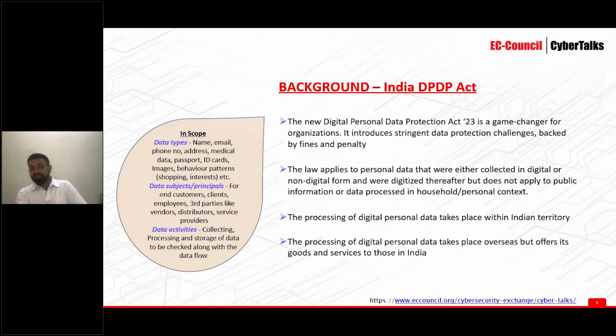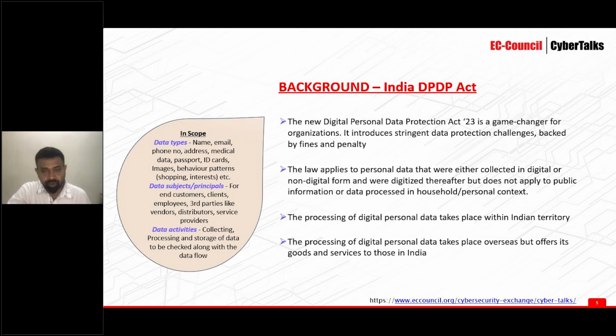So as is the case on your left, what is in scope? This is generic, but I still wanted to cover it so that everyone is on the same page. The data types examples are name, email, phone number, address, medical data, passport, ID cards, images, behavior patterns, shopping interests, etc. All that constitutes what we call data types. Then come the data subjects, or the data principals. The terminology is slightly different. What you call data subjects in GDPR are known as data principals in the India DPDP Act, for end customers, clients, employees, third parties like vendors, distributors, service providers. Anyone having personal data is considered the data principal. The activities are again simple: collecting, processing, and storage of data, to be checked along the data flow. So if you are doing any of this, you are under the ambit of this act.